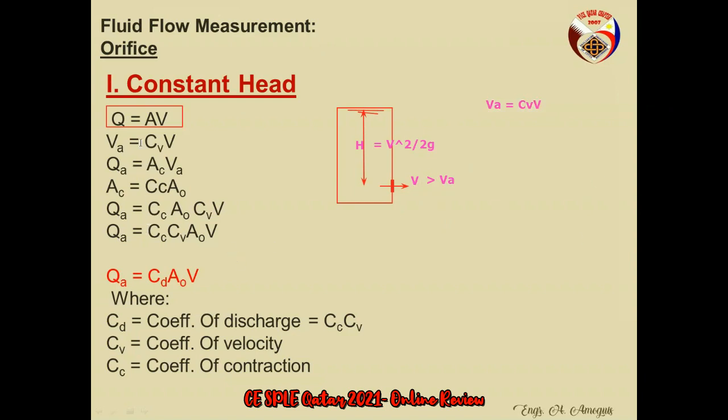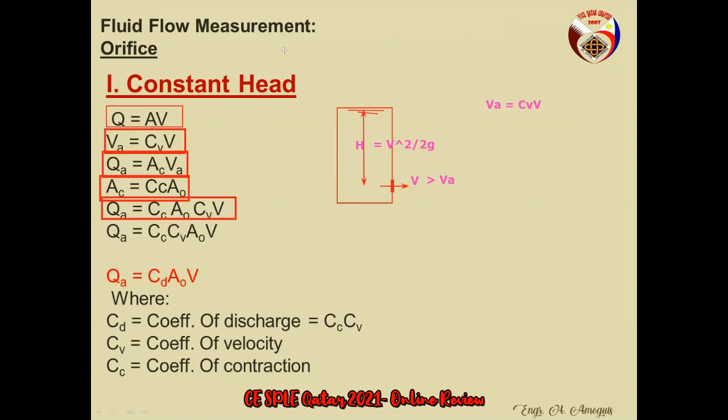Ito nakita niyo sa left side. So, yung equation ng actual velocity is CV times theoretical velocity. And yung actual discharge is contracted area multiplied by actual velocity. Where the contracted area is CC multiplied by the area of orifice. So, pag pinagsama mo, actual discharge is CC, area of orifice, CV, times velocity.